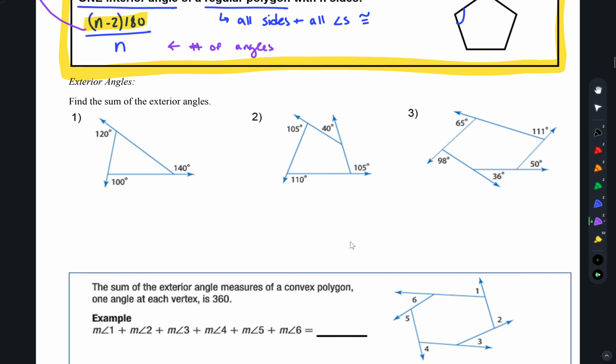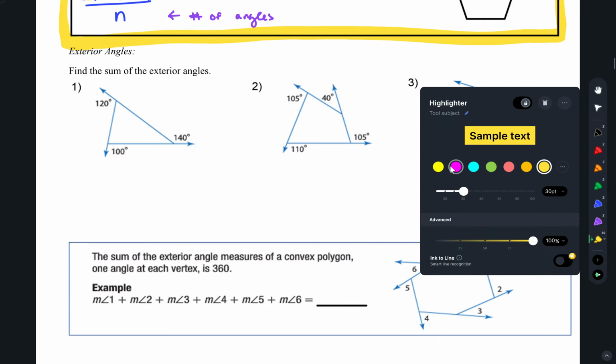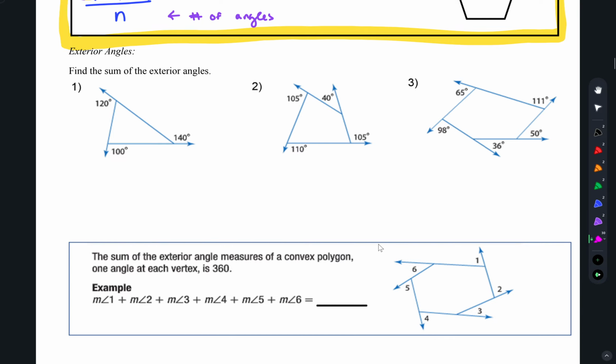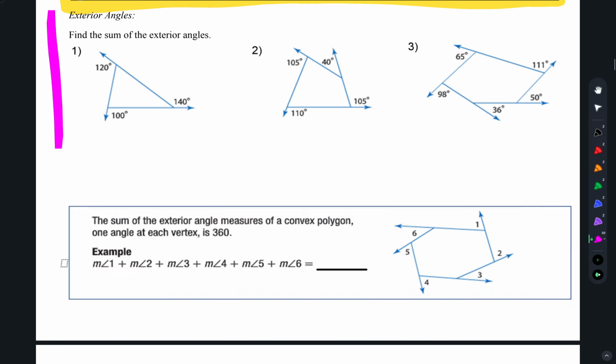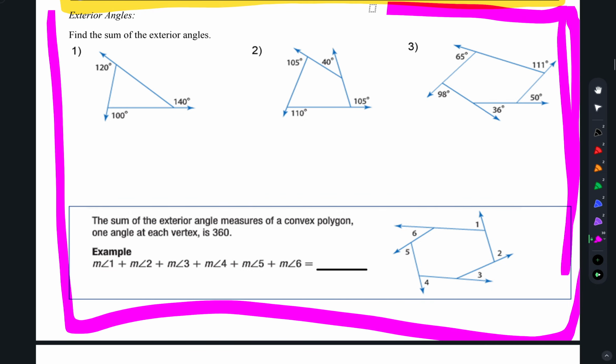Let's talk about our next topic, which is the opposite. This is exterior angles. Let me change this color here. So let's talk exterior angles. We've got a different kind of formula here for exterior angles.